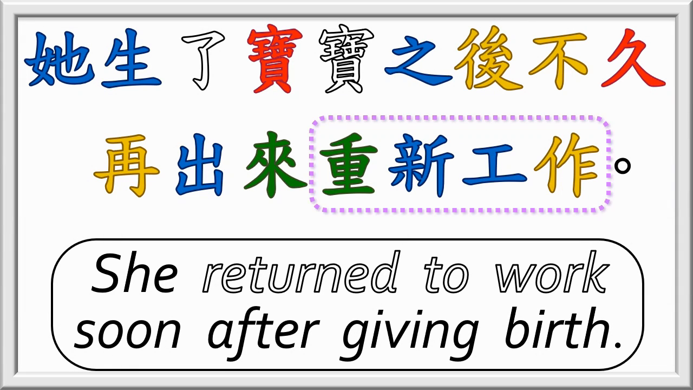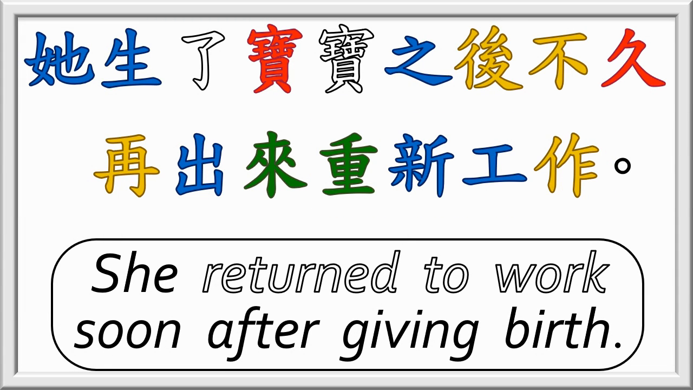她生了宝宝之后，不久再出来重新工作。She returned to work soon after giving birth. Both 宝宝 and 宝贝 mean darling or baby. As for pronunciation, double bao can be read normally as bao bao or changed to bao bao, with the last one sounding the cutest, according to my Chinese female friends. Probably because the same pronunciation, bao bao, different characters, means to be stuffed, having gorged oneself with food. Not the same.